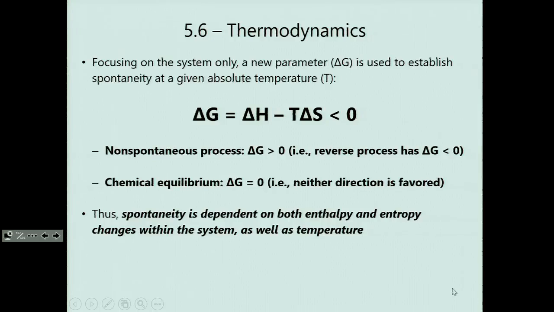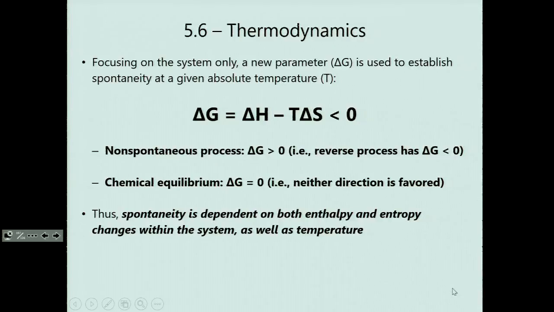If under the conditions that you're trying to carry out the process, it turns out that delta G is a positive number, then it's not happening spontaneously. In fact, what's spontaneous is the reverse process, because as we already saw with delta H, if in one direction delta H was positive, in the other direction it's going to be negative. So the same thing applies to delta G and delta S. If the reaction going in one direction has a positive delta G, well, in the opposite direction it has a negative delta G, and that then tells you that the reverse process is what's truly going to be happening.